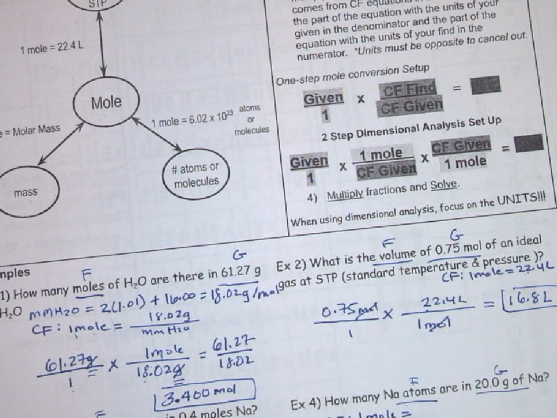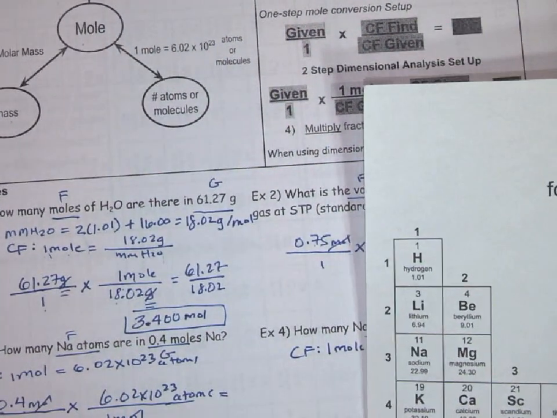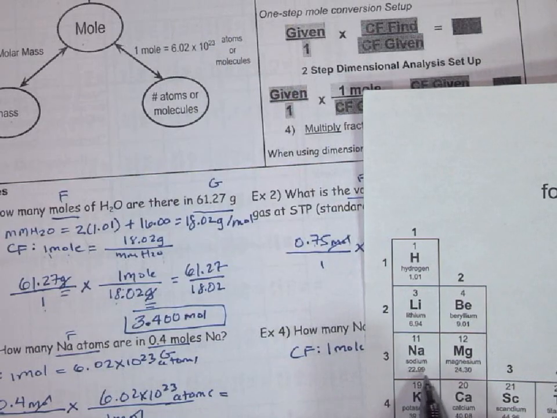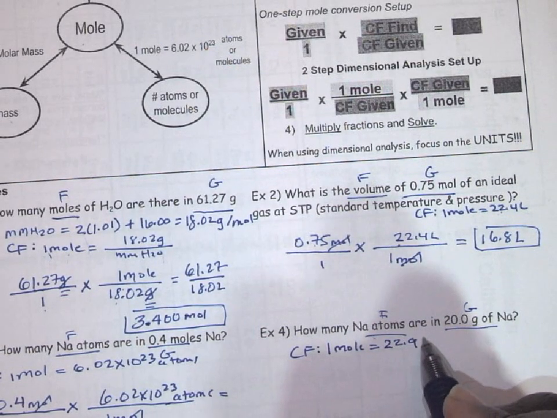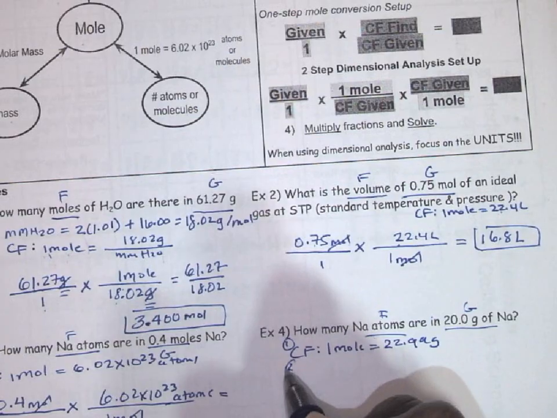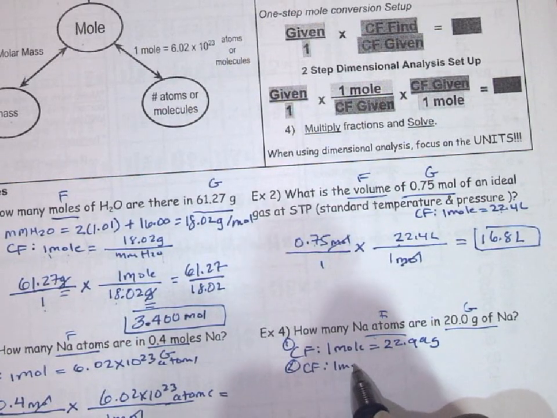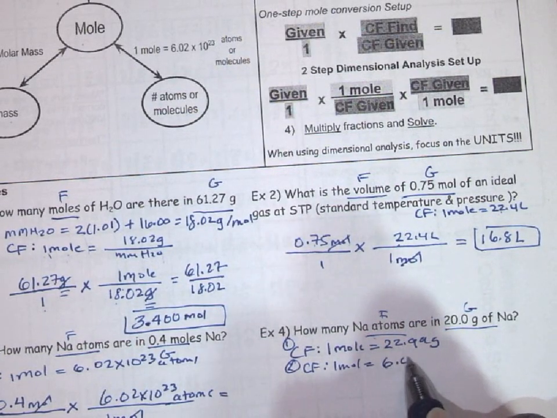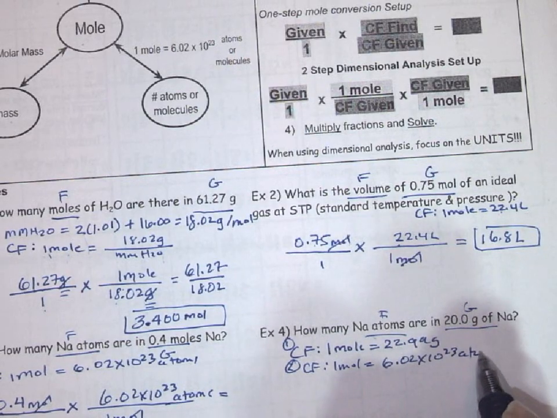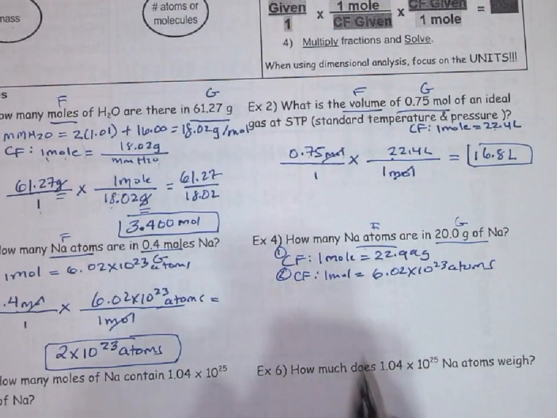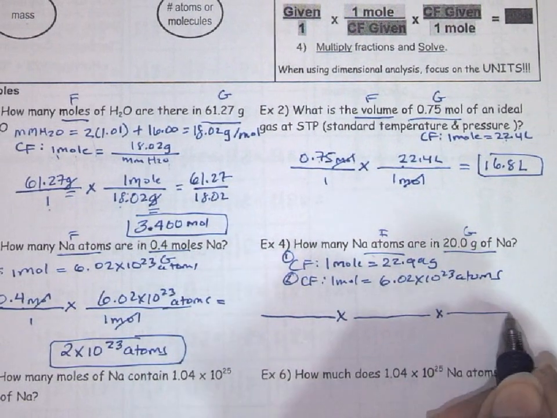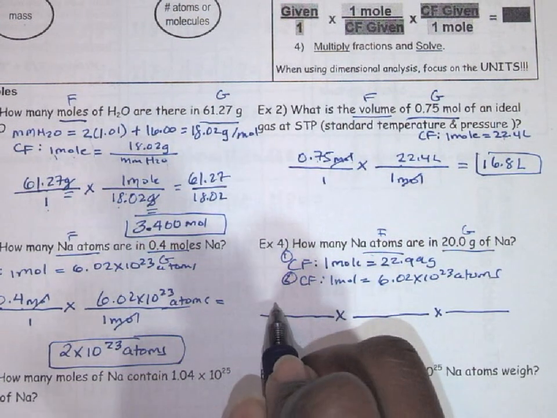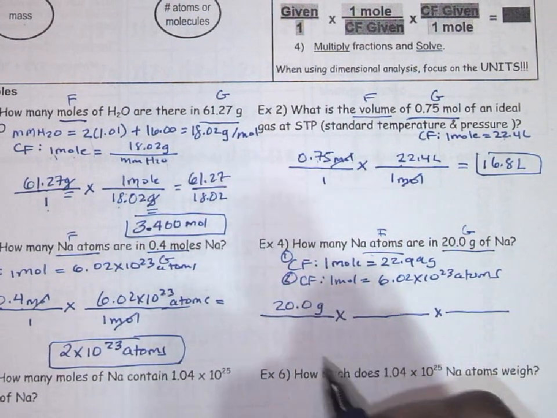So 1 mole equals the molar mass of sodium. And the good thing about this one is sodium is not a molecule. I don't have a chemical formula that's a molecule, so I'm just using this number. So 1 mole is equal to 22.99 grams. That's my first conversion factor. The second one is going to be 1 mole equal to Avogadro's number. Now since I have two conversion factors, I'm going to be multiplying 3 fractions. All right, and the first fraction is my given always, so that'll be 20.0 grams.